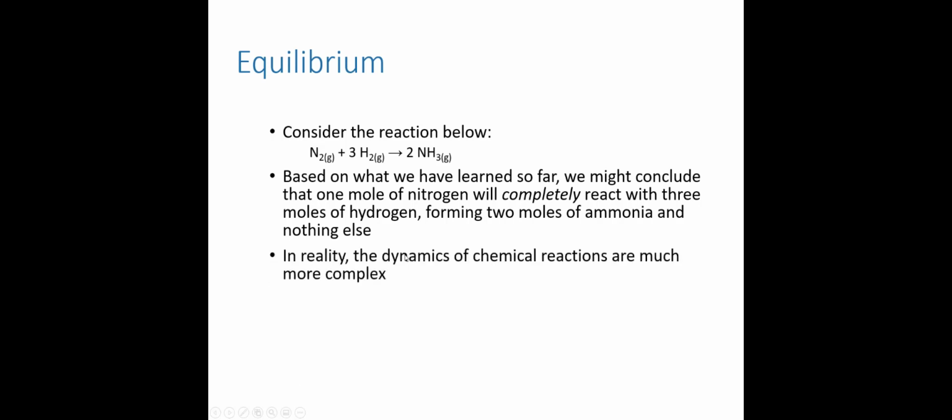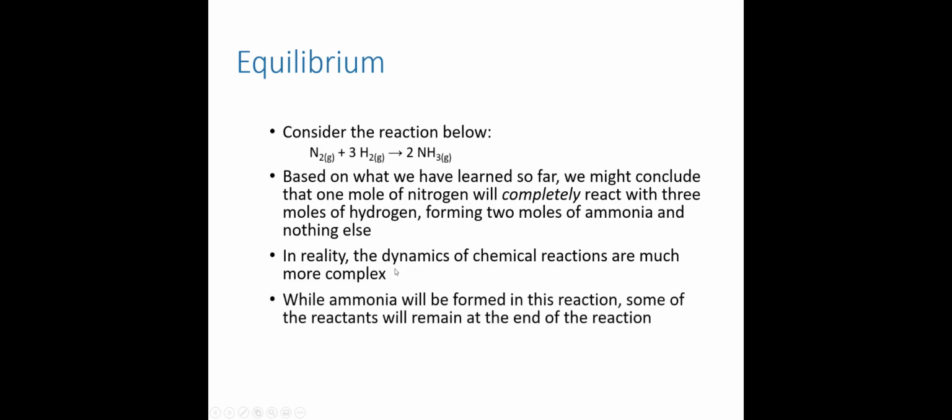So we have nitrogen reacting with hydrogen to form ammonia, and I've indicated that they are all gases. Now, for what we know at this point, we think that 1 mole of nitrogen reacts with 3 moles of hydrogen to make 2 moles of ammonia. And unless you're told otherwise, that's going to be a reasonable assumption for this class. But it's actually a much more complicated situation than that.